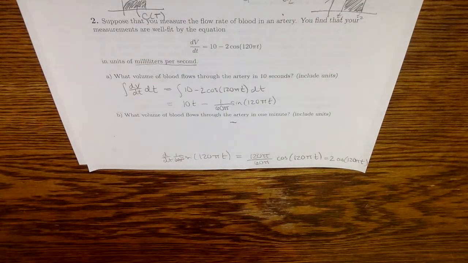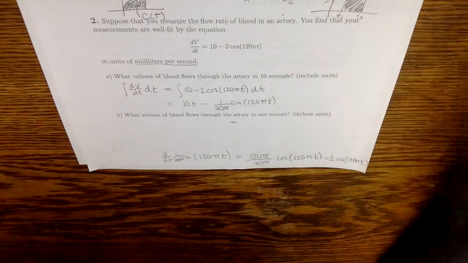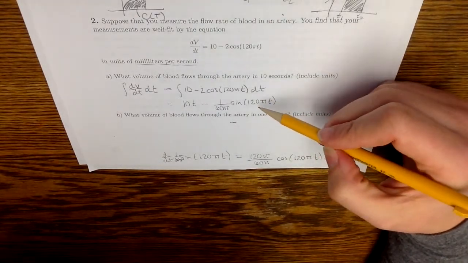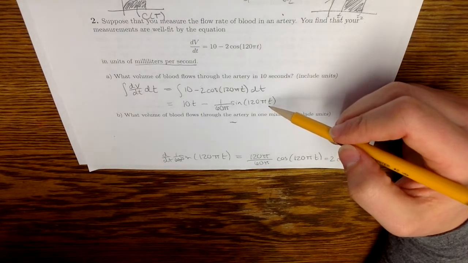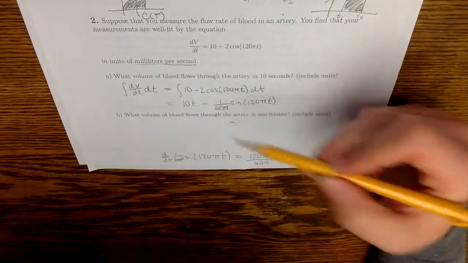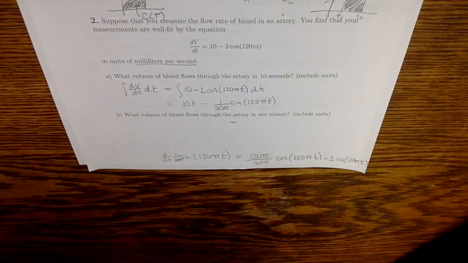Okay, so here another way of doing this that you know now is to make the u substitution u equals 120 pi t. So then this 1 over 60 pi will come out because you'll have a du factor sitting there.